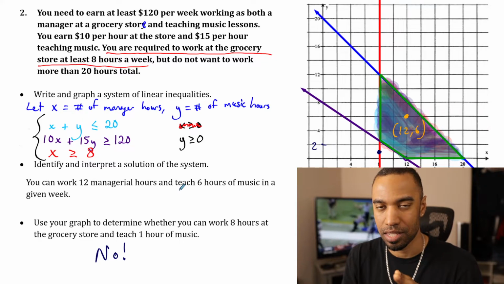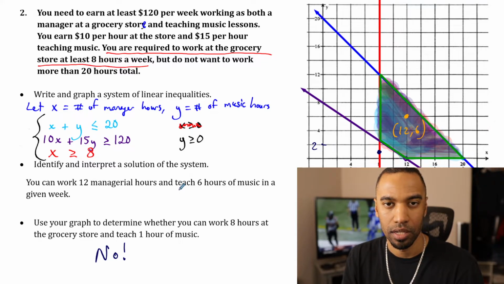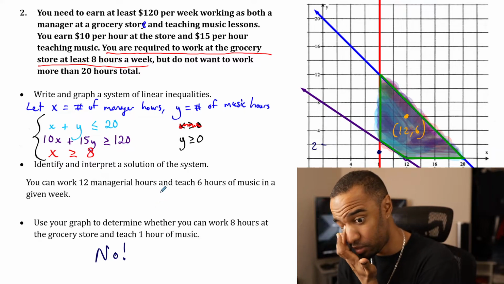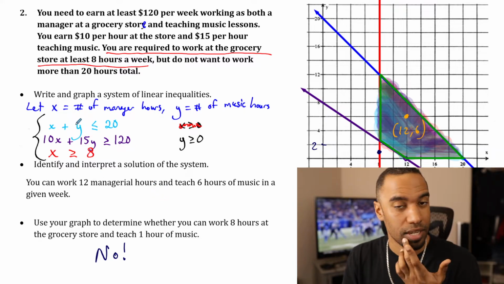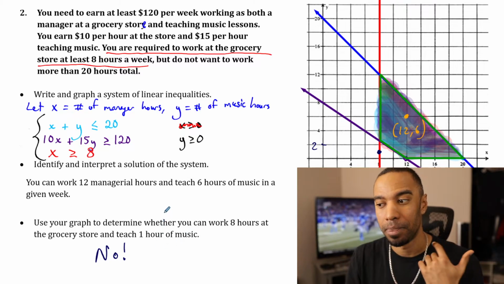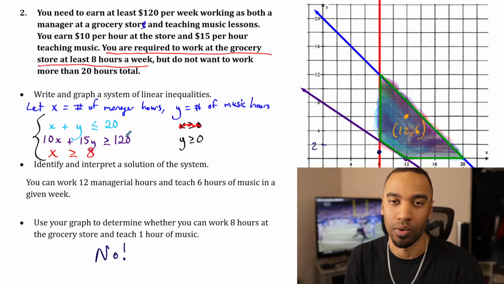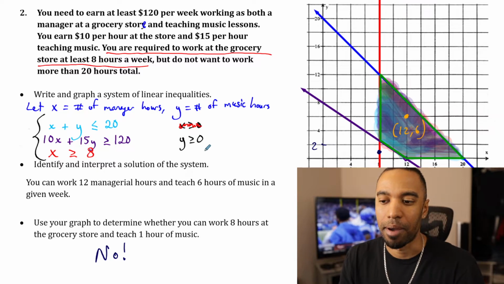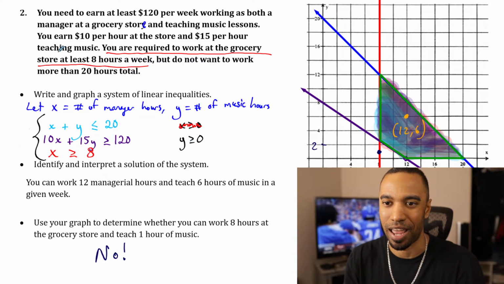Even though you worked less than 20 hours in the week, you did not make your $120 doing this. 8 times, what was it? 8 hours? 8 times 10 is $80, and then 1 hour of music is an extra 15. That's $95. You're not meeting your $120 quota. So again, it needs to satisfy all 3 of that one. And by the way, we're staying above 0 for hours.